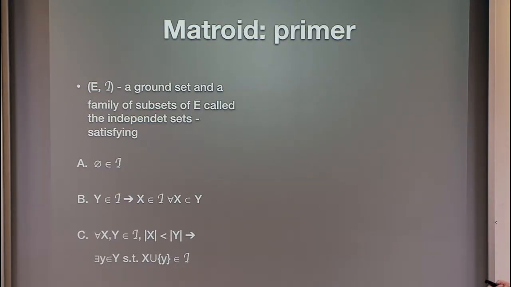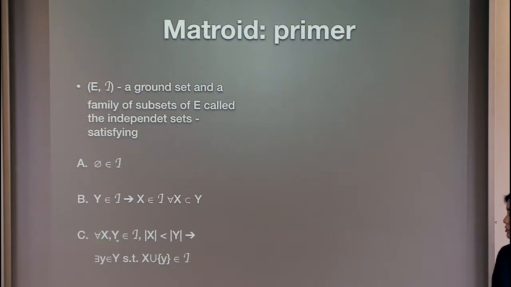E is called a ground set. It consists of elements, and I is a family of subsets of the elements in the ground set. If I satisfies the following three properties, then this pair is called a matroid. So what are the properties? First, the empty set should be in this family. Secondly, if Y is in this family I, then any subset of Y should be again in this family.